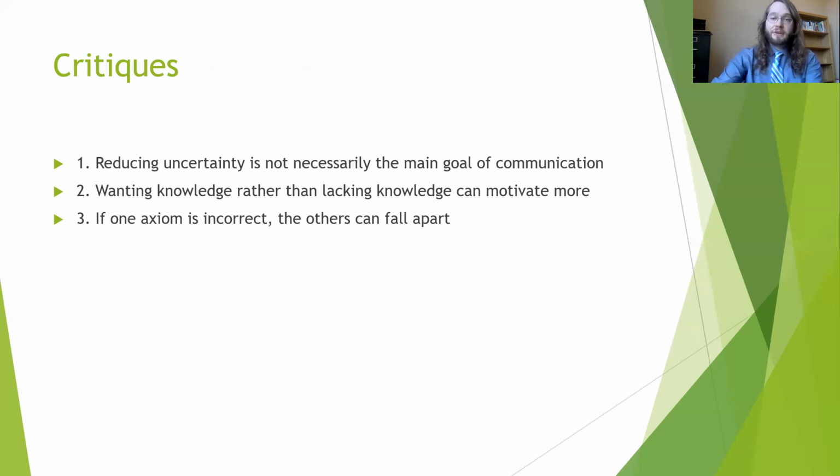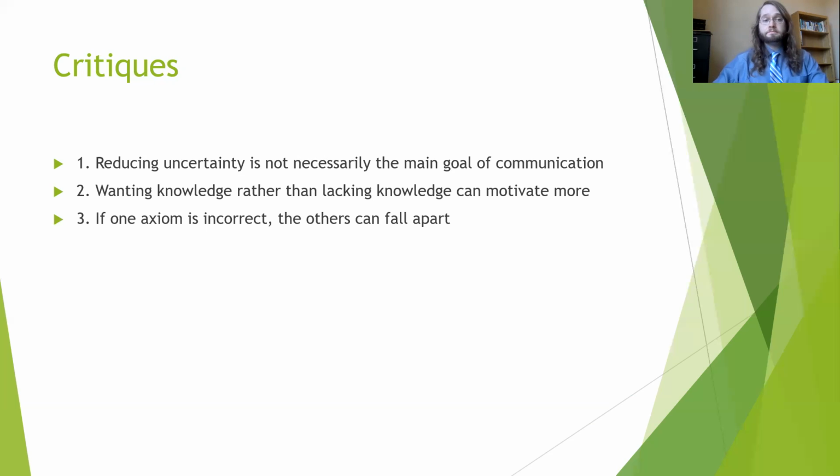URT has also generated some critique like other theories in the course. Reducing uncertainty is not necessarily the main goal of communication. Sometimes we talk to people that we're never going to get to know very well, like a chance encounter with a stranger, and that pushes back against the idea that we communicate to reduce uncertainty. Wanting knowledge rather than lacking knowledge can motivate more. That is, we don't necessarily choose to seek out information because we don't know, but because we want to know. Sometimes if they're strangers or people we don't know very well, we're not necessarily interested in seeking out information in the first place.